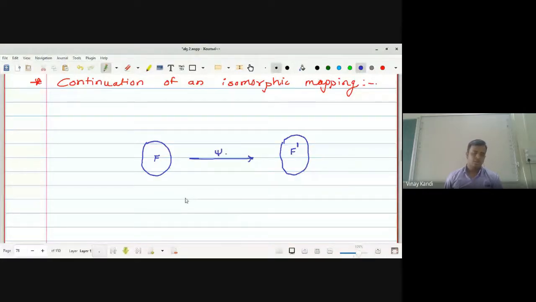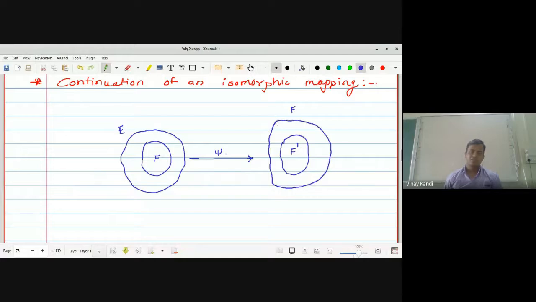Now E and E dash be the extension of the field F and F dash respectively. Suppose this one is the field E, which is an extension of F, and suppose this one is the field E dash, which is an extension of F dash. On this field there exists an isomorphism sigma. Now here E is isomorphic to E dash.